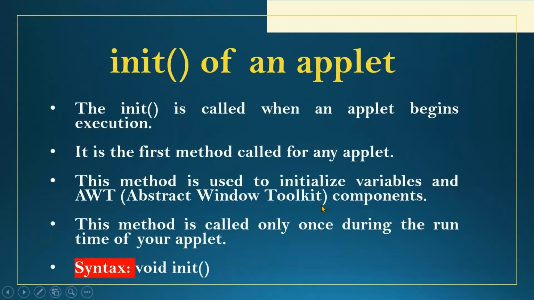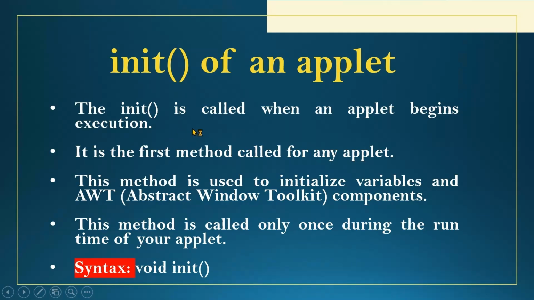Now the init method is called when an applet begins execution. So when you talk about an applet, we don't have any main method. And when we don't have a main method, the question is from where the execution of an applet begins. So from the init method, the execution starts. This is the first method which is called for an applet, and this method is called internally.